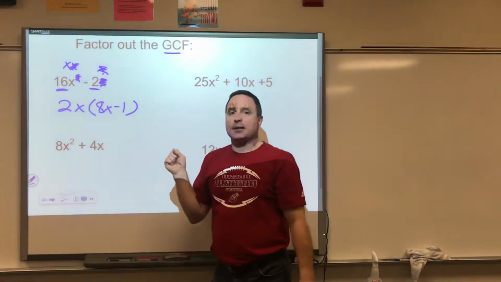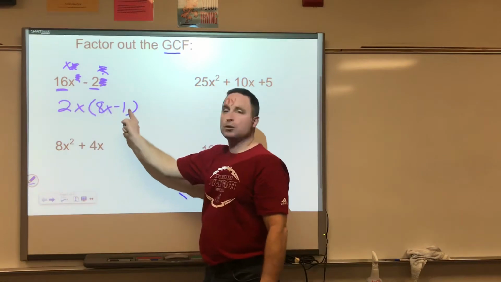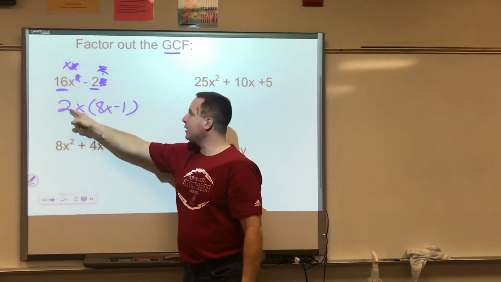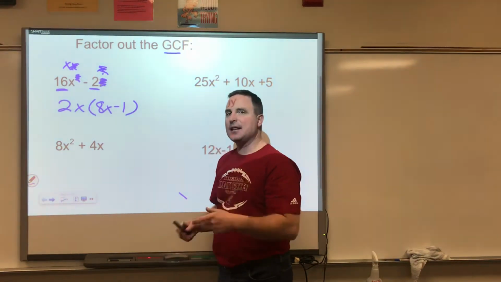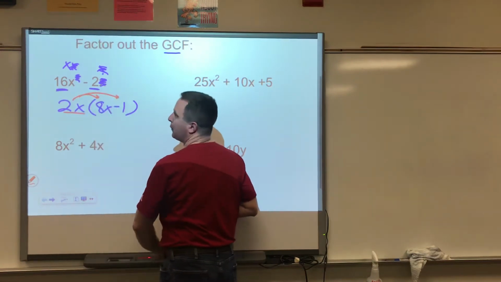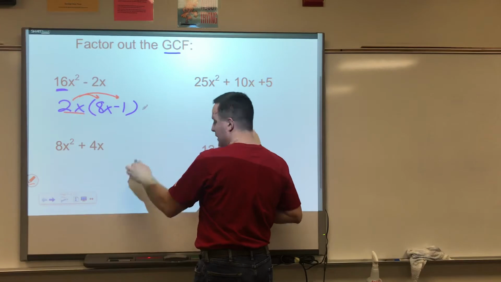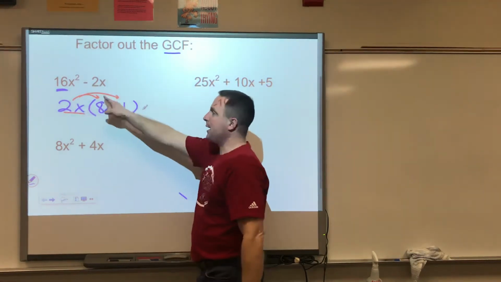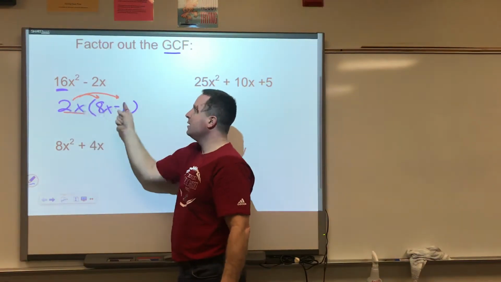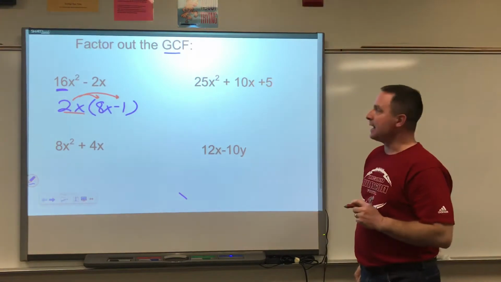A common mistake that a lot of people make is when they take everything away. When I divide out a 2, it doesn't turn into a 0. It turns into a 1, because 2 divided by 2 is 1. An easy way to check your answer is to distribute back through. Do I get back what we started with? Yes, 8 times 2 is 16x squared, plus 2x. So again, we're just dividing out the greatest common factor.